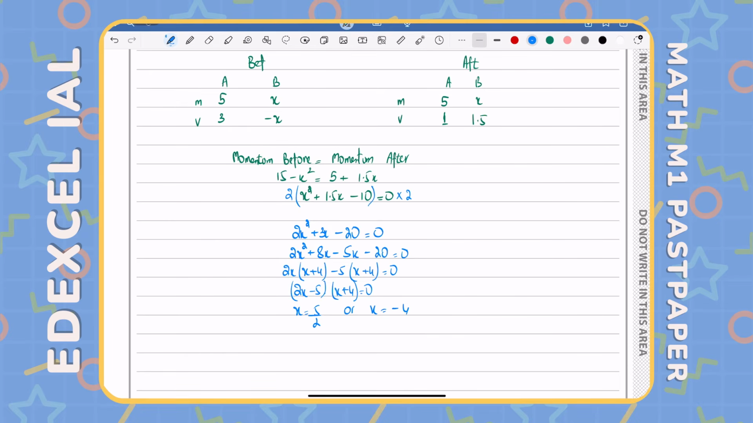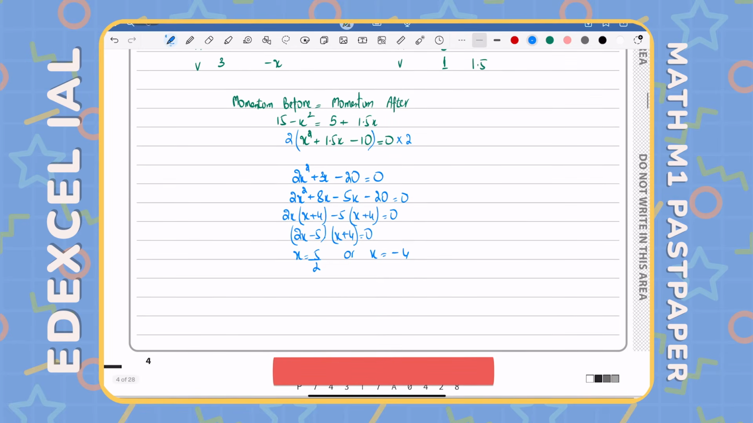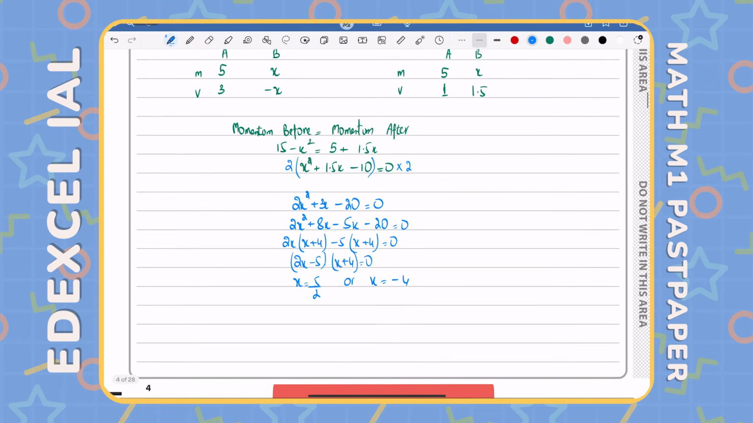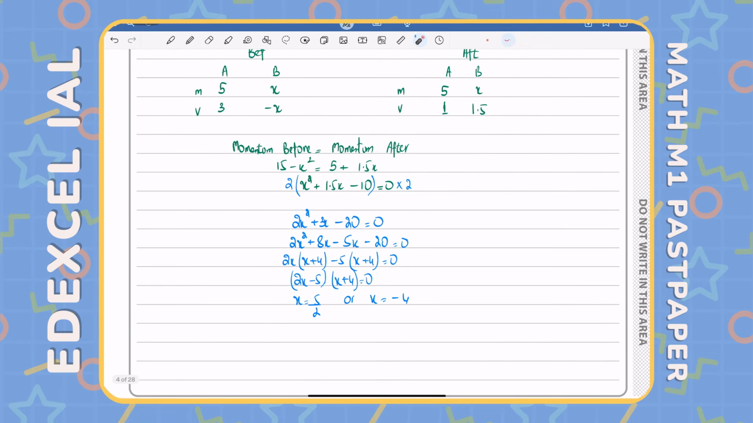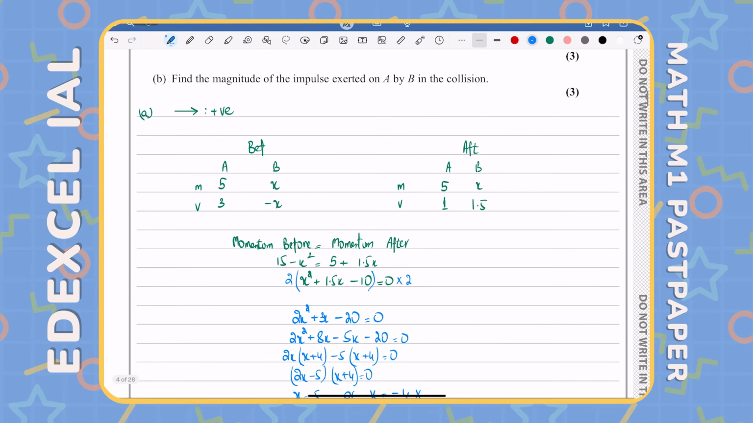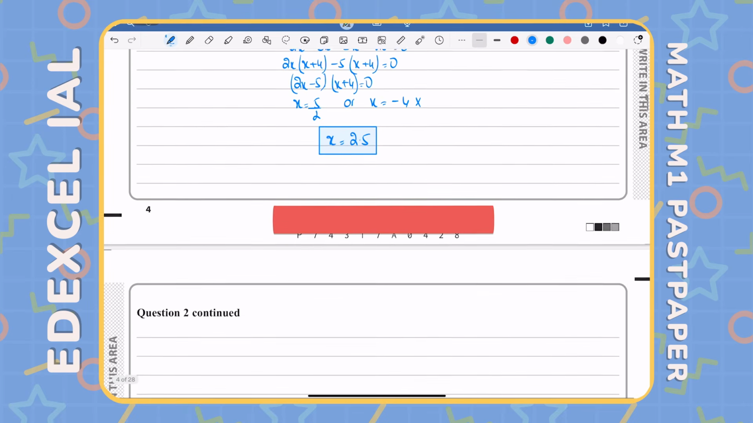Now bear in mind that x is not only representing the velocity, it's also representing the mass. While the velocity may be negative, in this case, since x is also representing mass, we cannot take the negative value. The only value that we're going to take is 5 upon 2, or 2.5. So that's the value of x, the acceptable value, and that is the end of part A. Now let's have a look at part B.